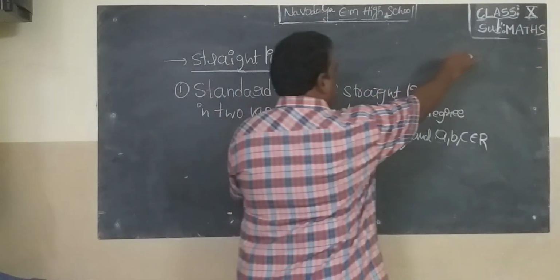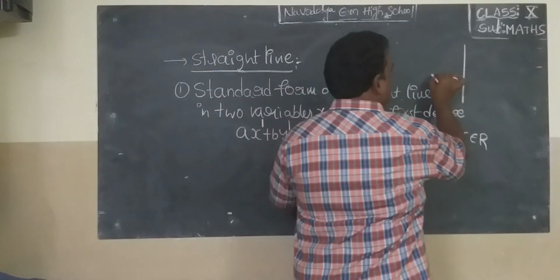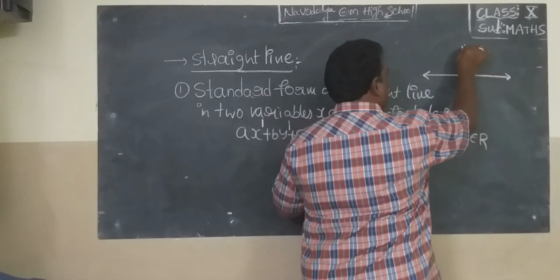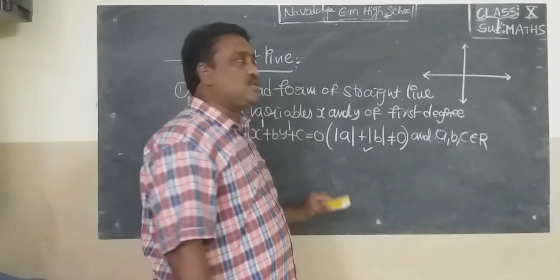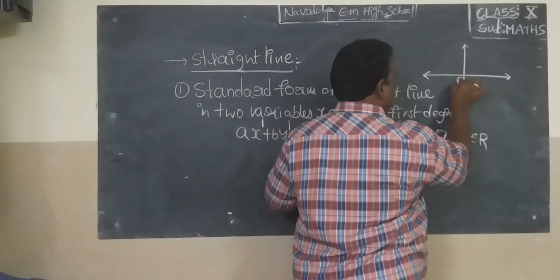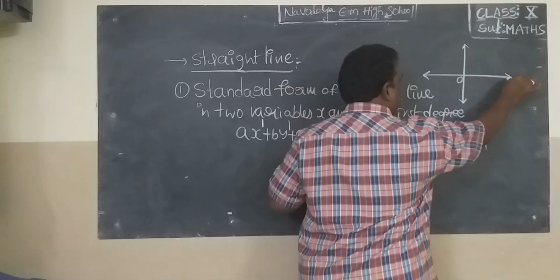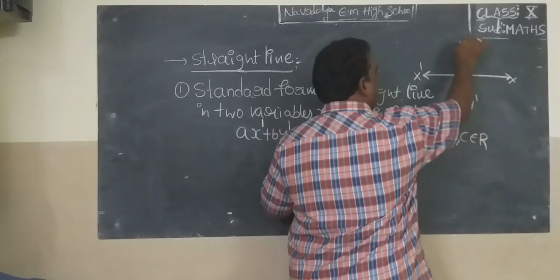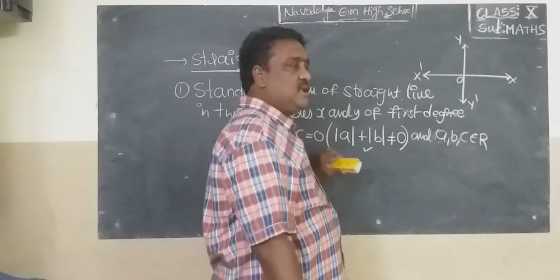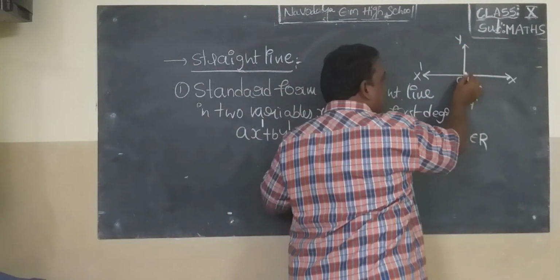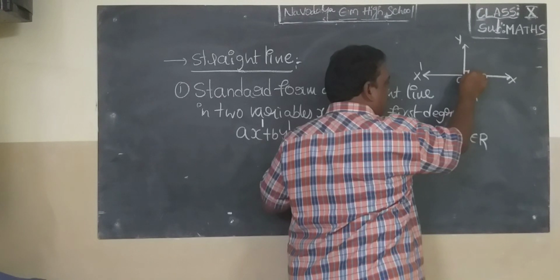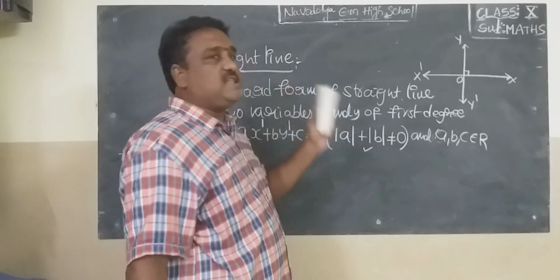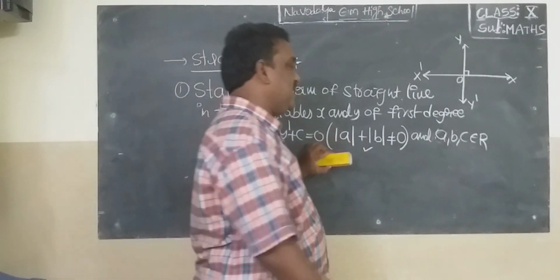Next, see the diagram. One diagram about straight line. I told you this is the coordinate plane. Then this is the horizontal positive x axis, negative x axis, positive y axis, negative y axis. And you see the diagram once. The angle between x axis and y axis is 90 degrees. Remember, the angle between x axis and y axis is 90 degrees.